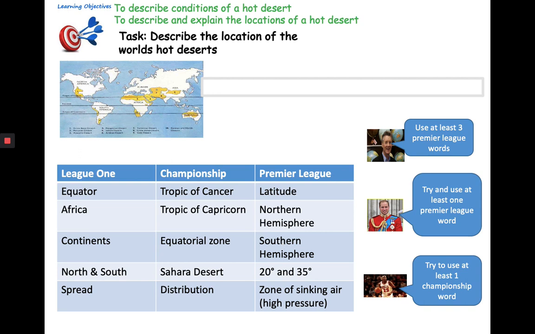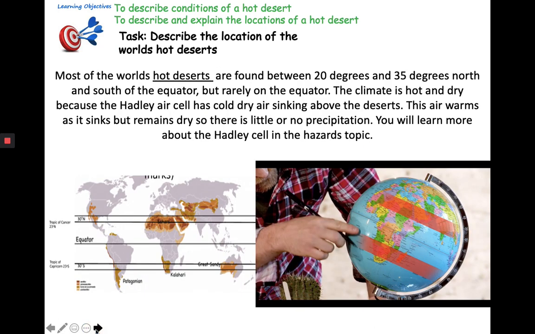Okay, so you've had some time now to have a go at describing the location of the world's hot deserts. Now I'm going to show you a typical answer that would have been quite good for you to do in yours. Most of the world's hot deserts are found between 20 degrees and 35 degrees north and south of the equator. You can see that just there, that's where they lie. But they rarely actually are on the equator.